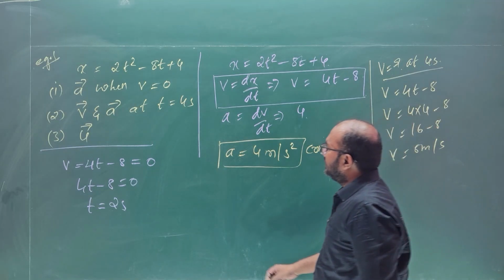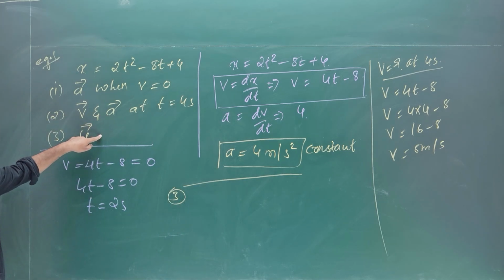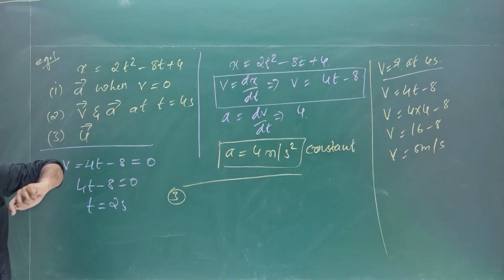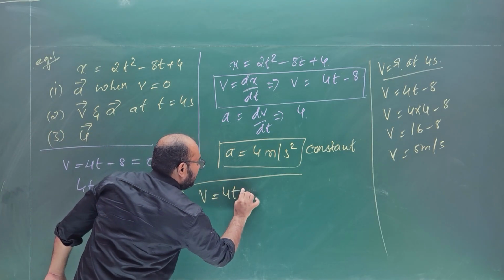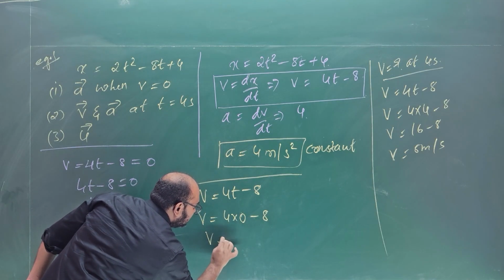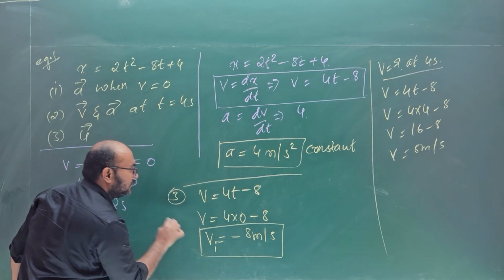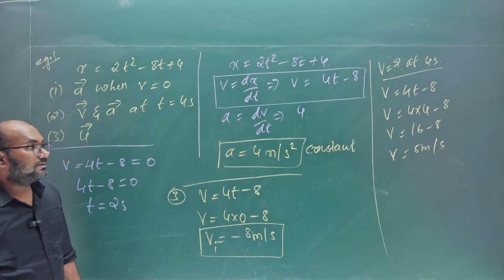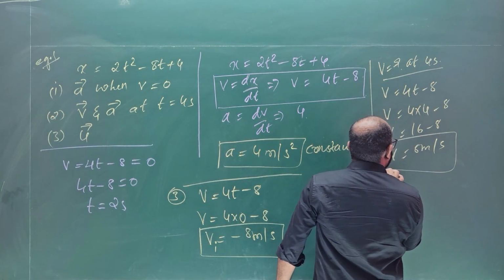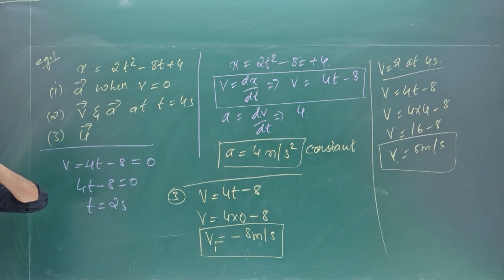And the last question, that is the third question. Finding u, initial velocity u. Whenever they ask you to find initial velocity, always substitute t equals 0 in the velocity equation. So v is 4t minus 8, or v is equal to 4 into 0 minus 8. So v is equal to minus 8 meter per second. This is your initial velocity. Okay, and this is the velocity at t equals 4 seconds. Acceleration is constant. We can't do anything right now.